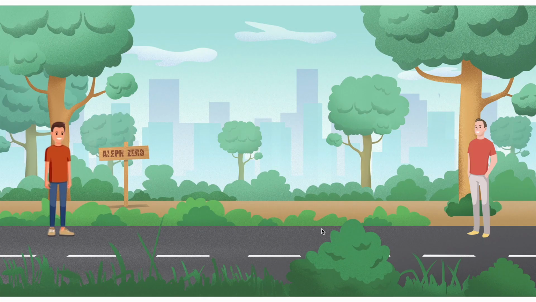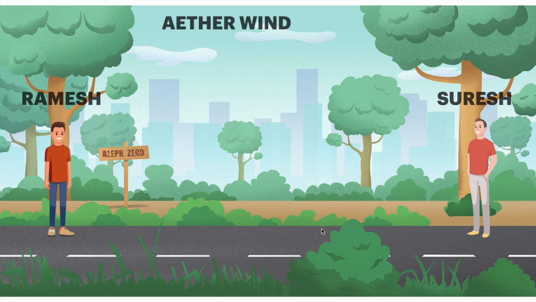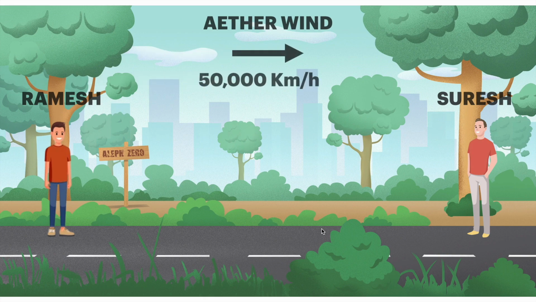Let's say that there are two friends. One is Ramesh and the other is Suresh. Now they are meeting each other after a very long time. But to make their meeting a little interesting, let us introduce ether wind into the picture, which is moving towards the right at 50,000 km per hour.